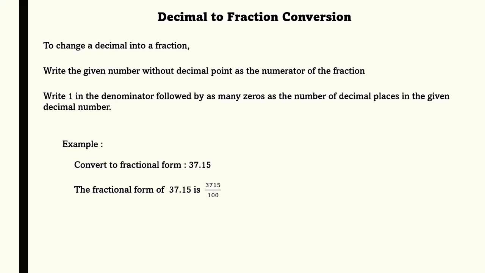And then since we removed the decimal point after 2 digits, on the denominator we have to add 2 zeros along with 1. So if we do that, we'll get 3715 by 100. We can reduce this and write as 743 by 20.